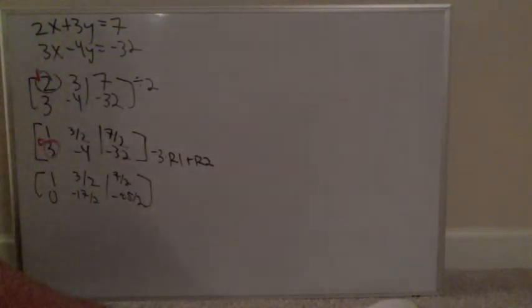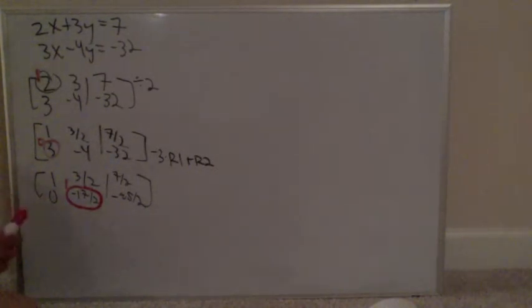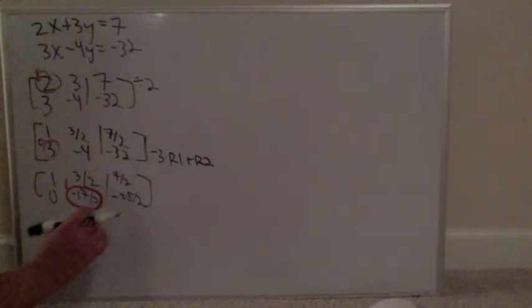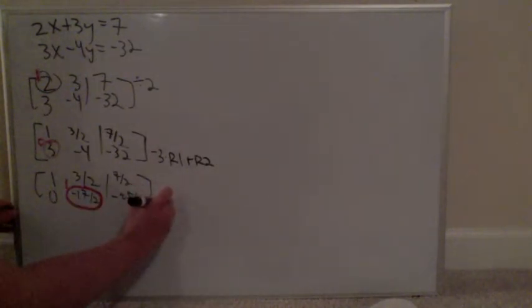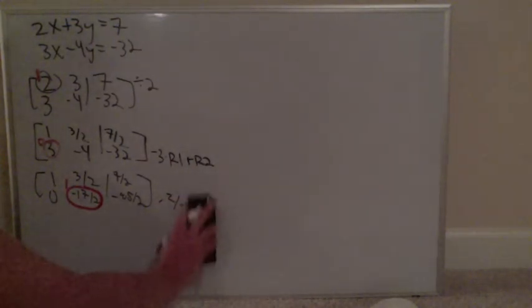Okay. Our next step will be to create our second 1. So we'll do that here. Remember, the 1s have to be on the diagonal. So, to create this into a 1, I can just multiply by 2 over -17.